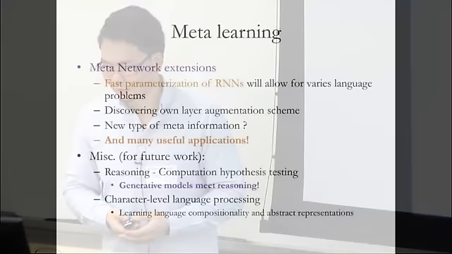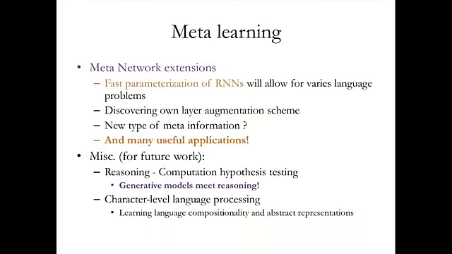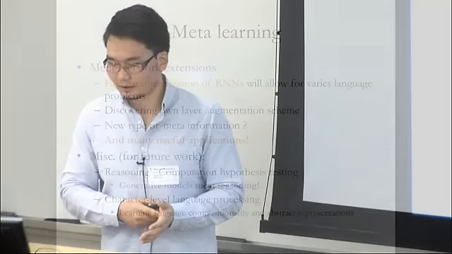So there are some extensions I'm planning to do for meta networks. If we parameterize recurrent neural networks, it will allow us various language and sequence modeling tasks. And it can be extended to discover its own augmentation scheme. The layer augmentation schema we proposed here is kind of an instance of it. In the long run, it would be interesting to ask what could be the meta information that is more robust that we can extract? And as I said, it will allow many useful applications.